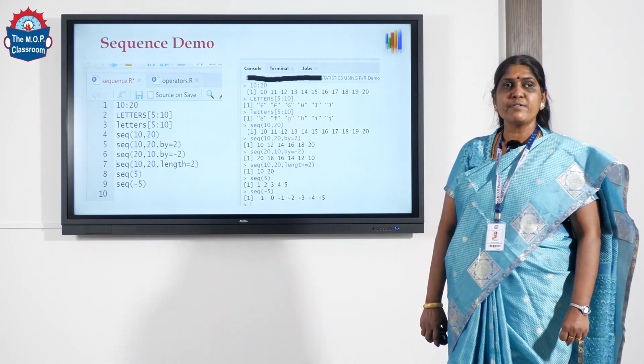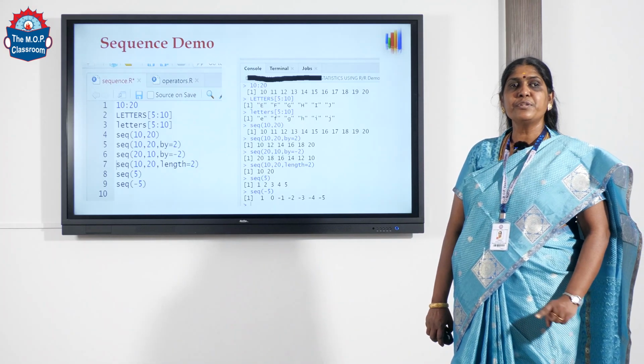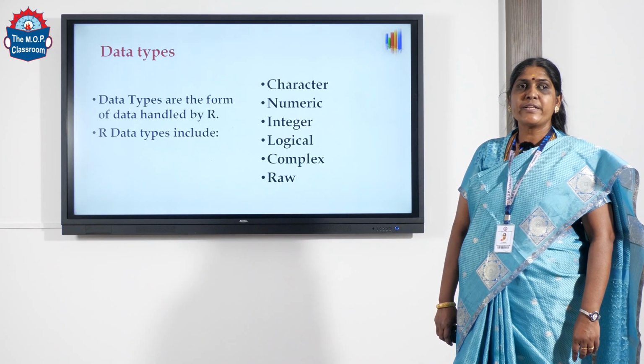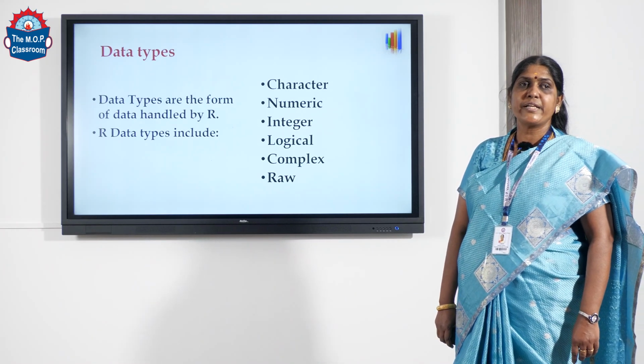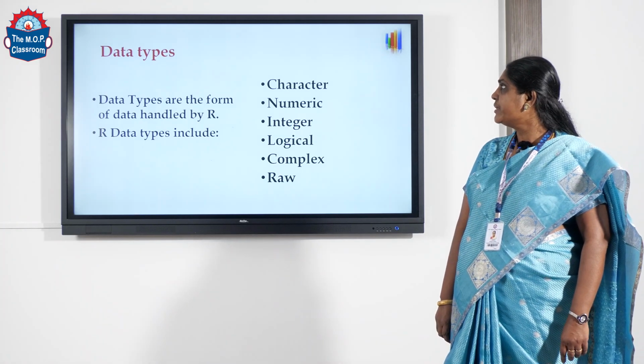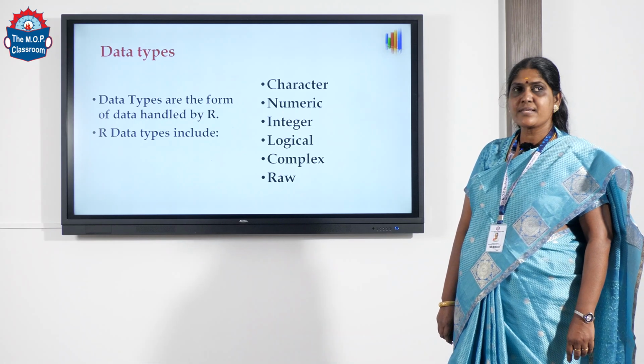If it is given as a sequence of 5, then it starts from 1 and goes like 1, 2 till 5. Now we will learn about the data types in R. Data types are the form of data that can be handled by R. The R data types include character, numeric, integer, logical, complex and raw.